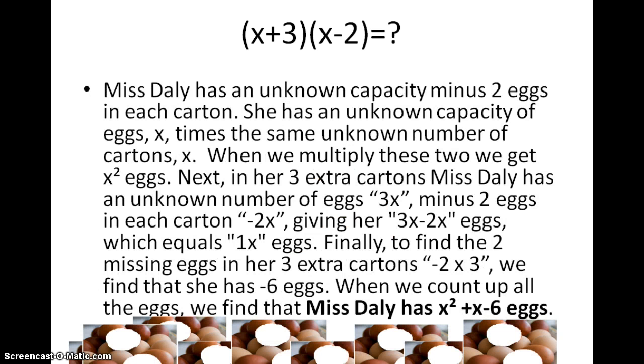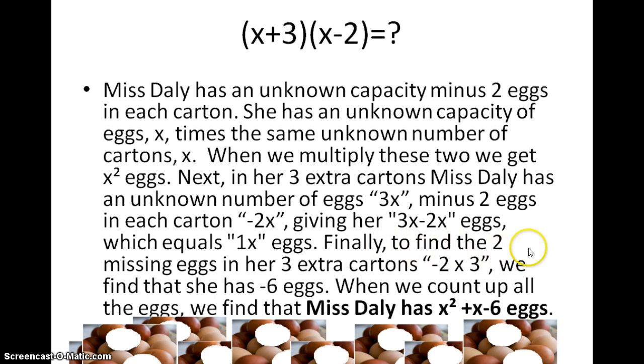Working this out, Miss Daly has an unknown capacity of eggs minus 2 eggs in each carton, so that's our x minus 2. She has an unknown capacity of eggs, x, times the same unknown number of cartons, x. When we multiply these two, we get x squared eggs. That again is our x times x. Next, in her 3 extra cartons, Miss Daly has an unknown number of eggs, 3 times x, minus 2 eggs in each carton, minus 2x, giving her 3x minus 2x eggs, which equals 1x eggs.